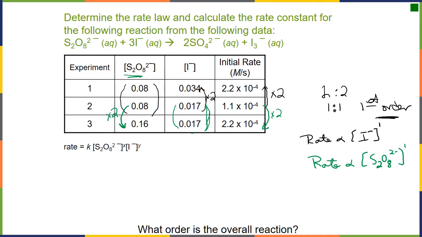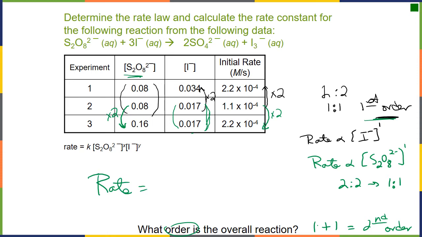Again, how do we know? Because we have a proportionality of 2 to 2. 2 to 2 is the same as 1 to 1, which tells us that it's first order. So the order for the overall reaction is 1 plus 1, and that is going to be second order overall. And we're going to say that our rate is going to equal k multiplied by the S2O8 2- raised to the 1 power, times iodide raised to the 1 power. And the only thing left that we have to do is solve for k.